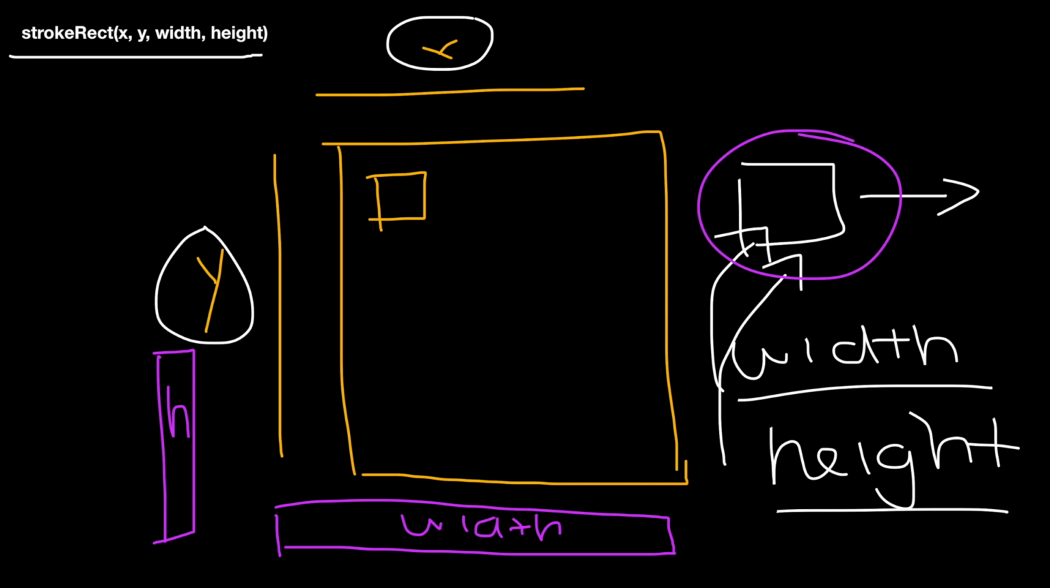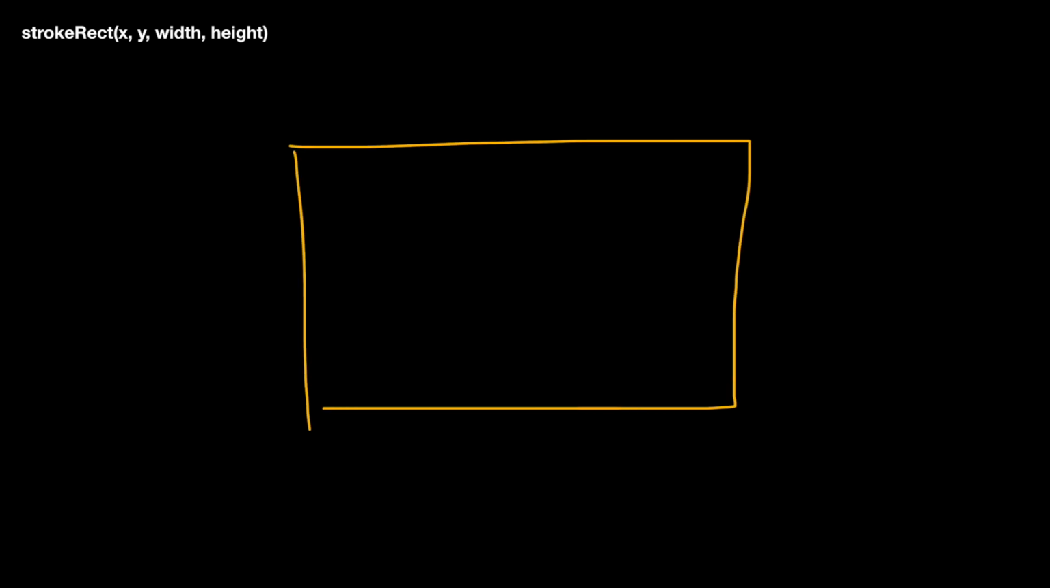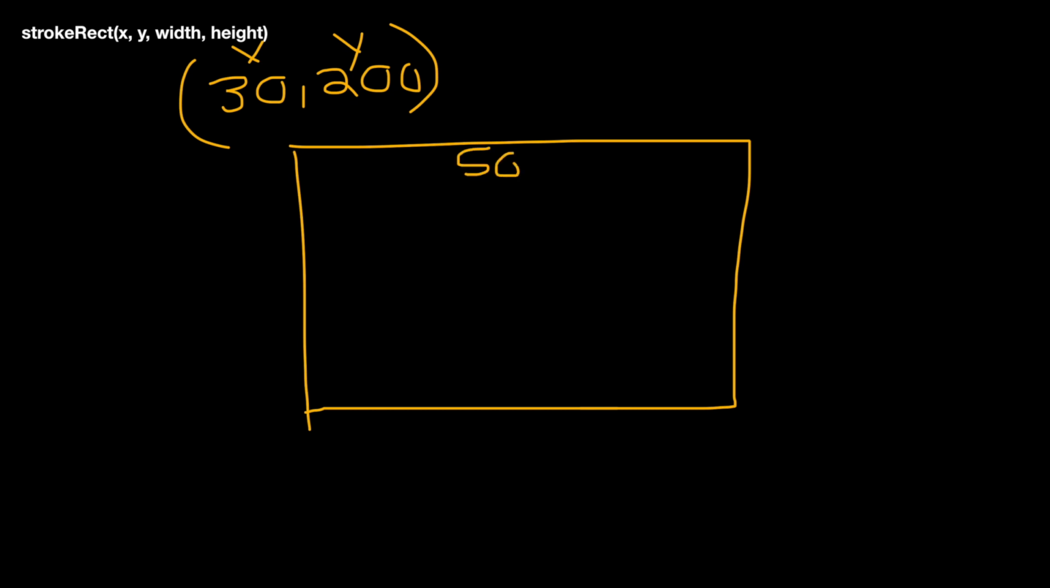So let's say I'm going to clear this. I'm going to draw something I want. Let's say this is positioned at 30, 200. So this is my x, this is my y. And the width of this is 50, the height is, I don't know, 20. How would we write this?